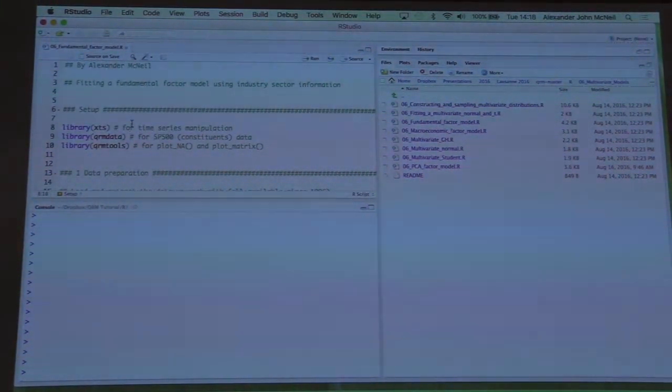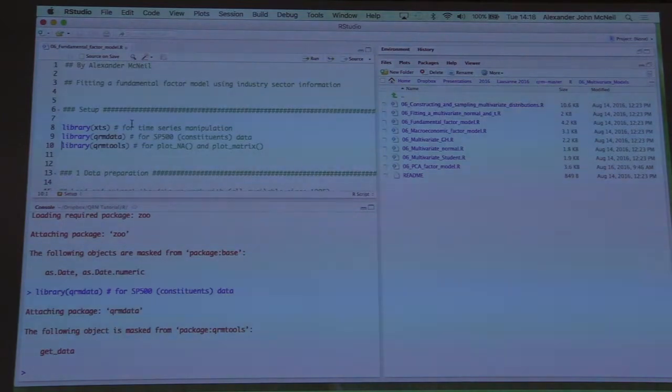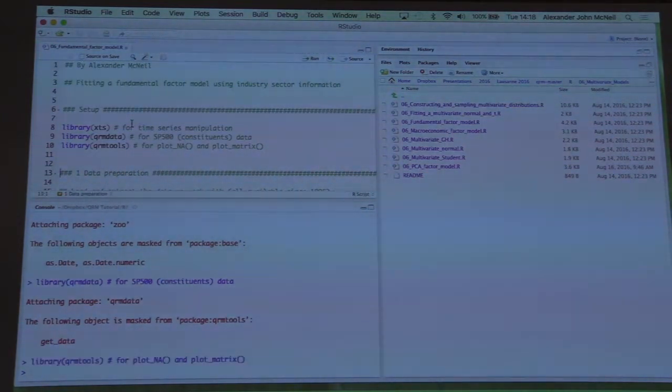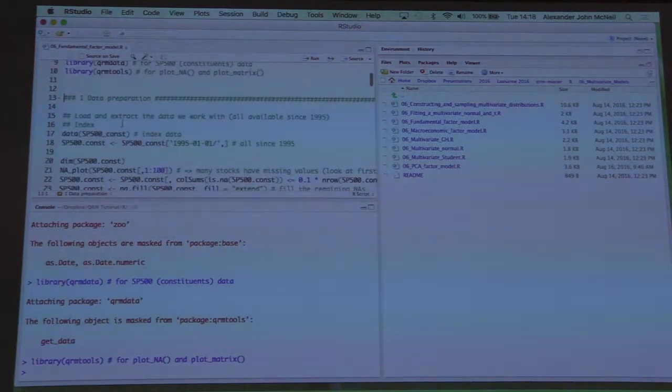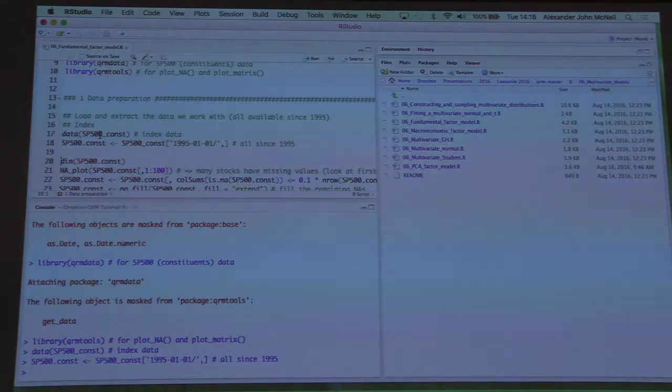Okay, so for this, I will need the time series library. I'll use QRM data again. I'll use the data that Marius and I have put together and the QRM tools library. I'm going to take every single stock in the S&P 500. There are, how many stocks are there in the S&P 500? It appears there are actually 502 when we have a look at them. I'll take the data from 1995 up to the end of 2015.